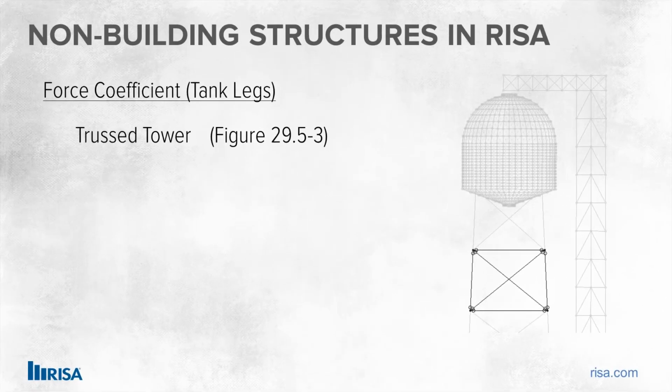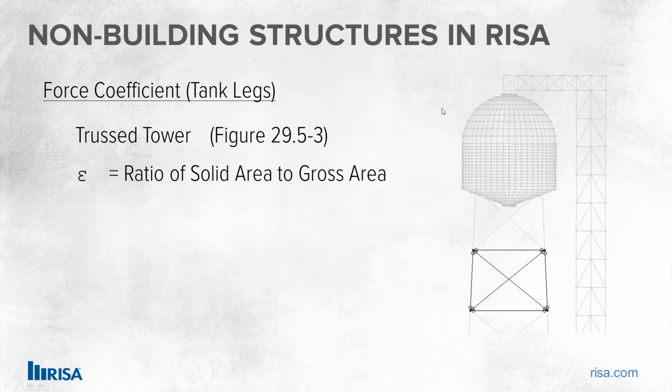Now we have to figure out the force coefficient. The force coefficient comes from a number of different figures in Chapter 29, and one of them is for what's called a trussed tower. In this case, I would consider both the tank legs and the tower we have here to meet that definition of trussed tower. In order to find the force coefficient, we need to know the ratio of solid area to gross area.